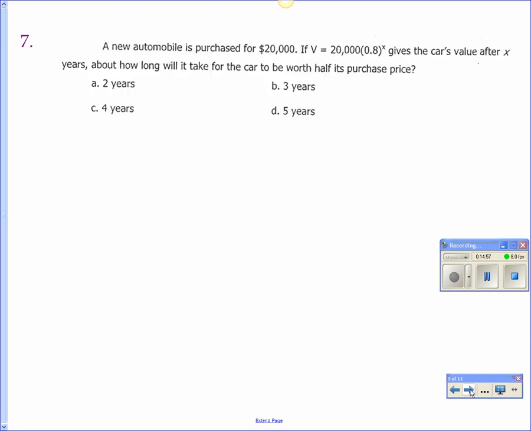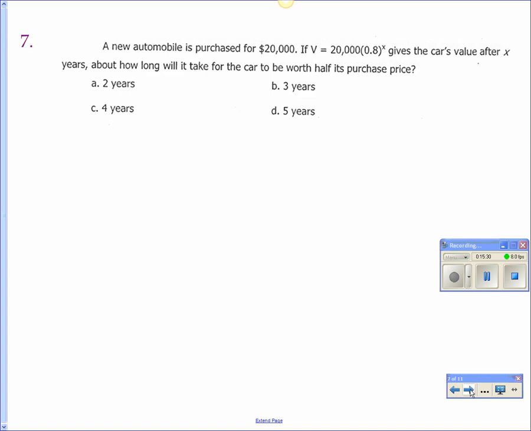Number 7, a new automobile is purchased for $20,000. If V equals 20,000, parentheses 0.8 to the X gives the car's value after X years. About how long will it take the car to be worth half its purchase price? Okay, everybody look up here real quick. So we're shifting gears. Here it wants to know how long it will take to be worth half its purchase price.